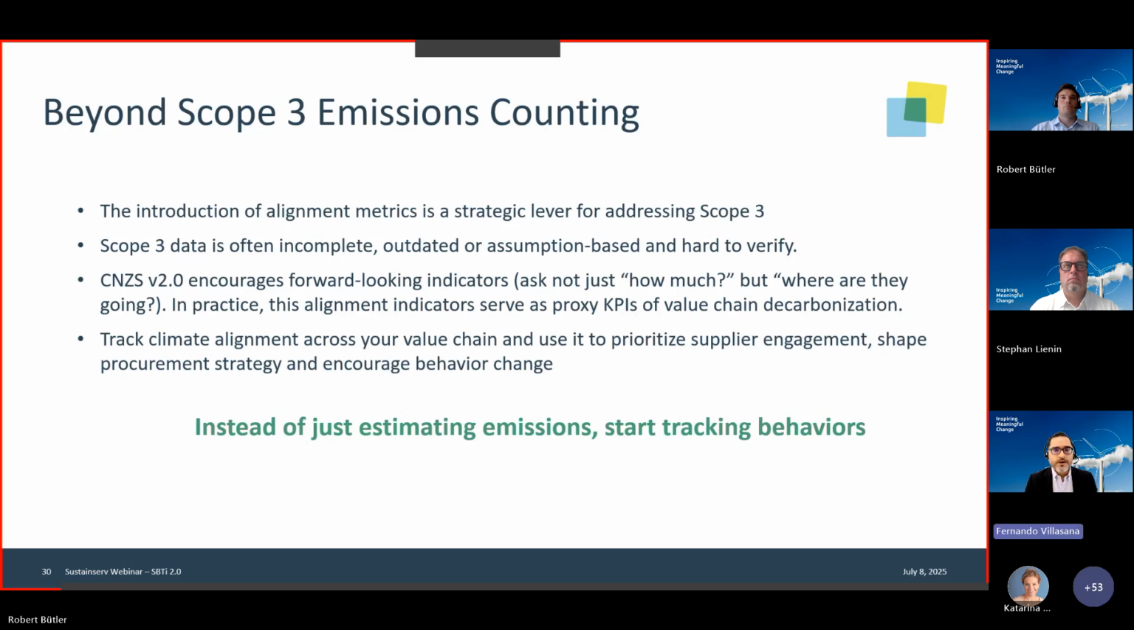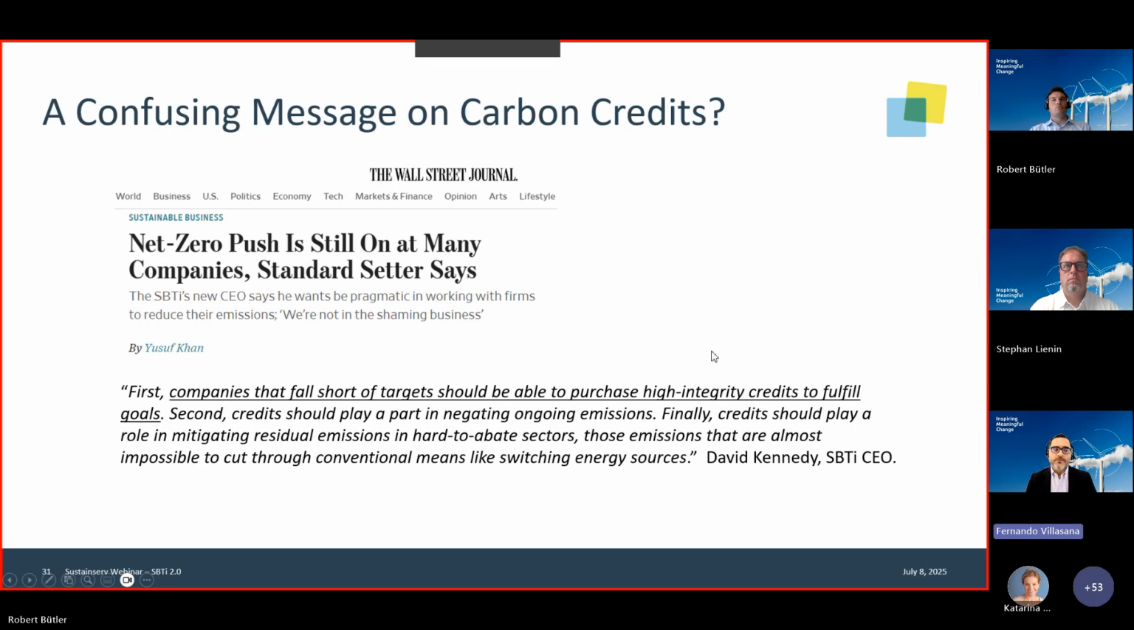So in the next slide, we're also going to talk about another complicated and recurrent issue within the SBTi, at least in my personal experience. You probably heard that a lot has been written and voiced in support and against carbon credits, with several high-profile stakeholders voicing opinions on either side. And lately, there was a little bit of a confusing statement that appeared in a Wall Street Journal interview with the SBTi's new CEO, Mr. David Kennedy, and he suggested companies should be able to use carbon credits to meet their targets, which has been a big no-no since the founding of the initiative.